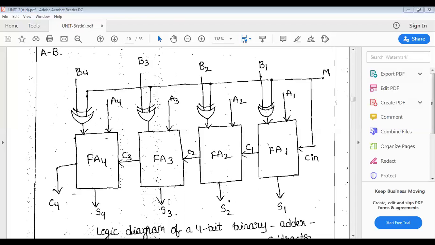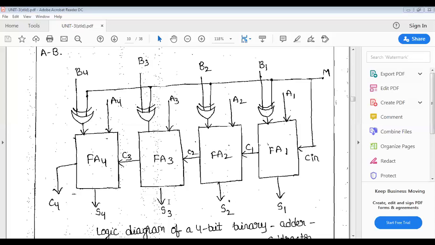Okay, my dear students. Then finally, we got the sum S1, S2, S3, S4, and C4 is nothing but C out. That C out is a carry. So in the addition operation, all the exclusive OR gates give the same outputs, B1, B2, B3 and B4.